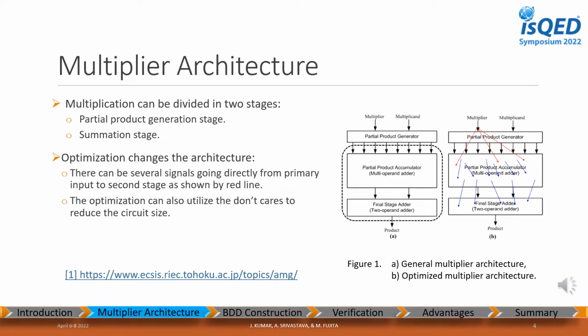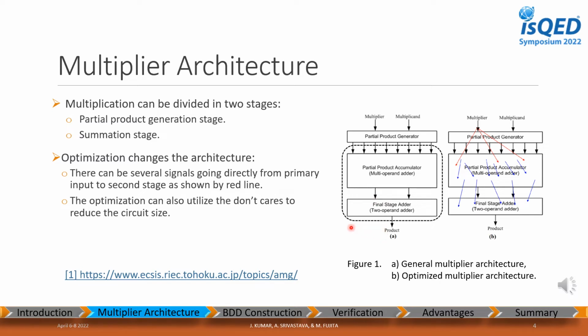Multiplier architecture. In this slide, I would like to brief the architecture of integer multiplier circuits before and after optimization. If you observe the multiplication algorithm, you will find that the multipliers can be divided into two phases. In the first phase, partial products are generated, and in the second phase, these generated partial products are accumulated using various adder trees to generate the final output.